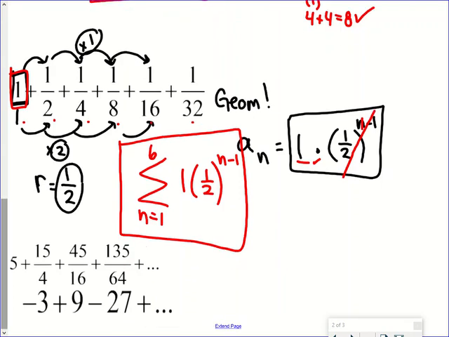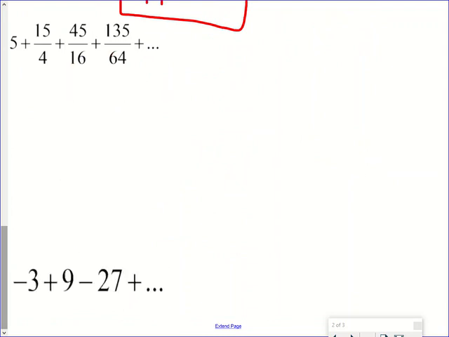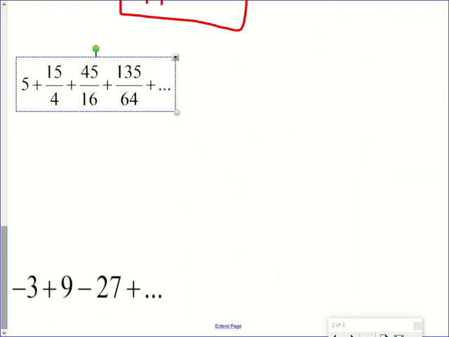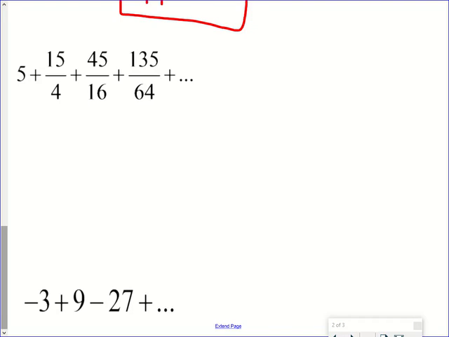Okay, so we have 2 left. Let's see kind of what happens. For this one, same thing, we have a bunch of fractions. Let's see what we started with on the top and what we end with on the bottom. The first one is 5, so I just made it 5 over 1. And then it's 15 over 4, 45 over 16, and then 135 over 64.